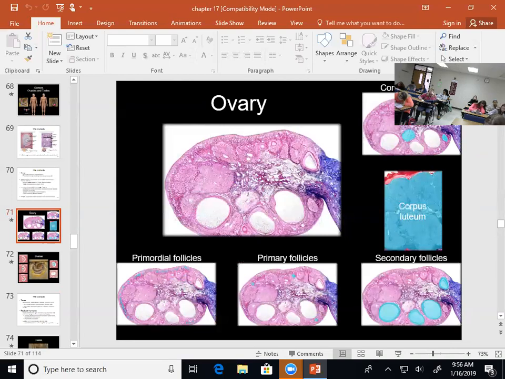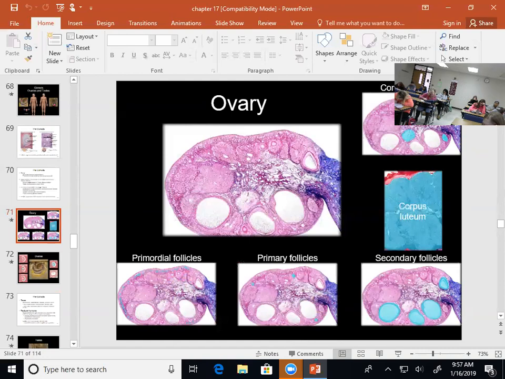Are we good with that? So follicle stimulating hormone will target one follicle a month, and that follicle stimulating hormone will cause the beginning process of the maturation of that egg inside that follicle. About mid-cycle, luteinizing hormone will cause the follicle that has the egg to rupture. And when that luteinizing hormone causes that follicle to rupture, what gets released?